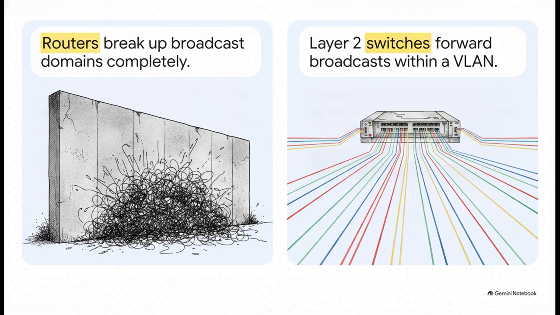Now, on the other hand, layer 2 switches simply forward broadcasts. But here is the critical part. They forward them within the same VLAN. They don't break up the domain entirely on their own, but they play a totally vital role in directing the traffic where it needs to go.